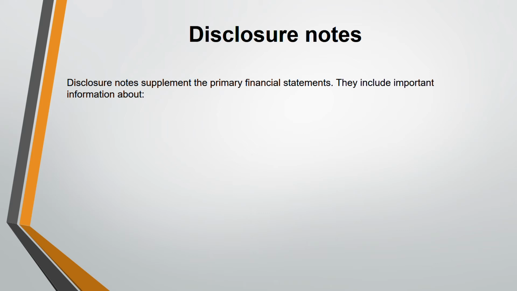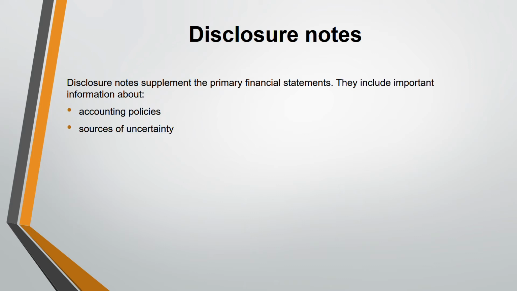So it includes information like accounting policies. You have to include your accounting policies. For example, which accounting policy are you using for measuring your non-current assets: fair value or cost value, which one?